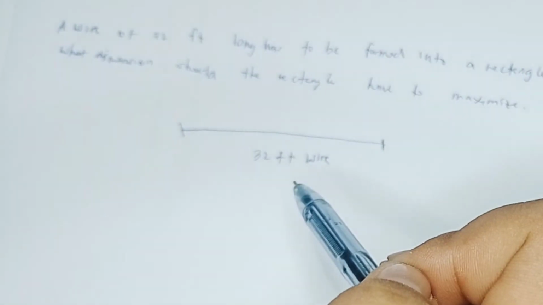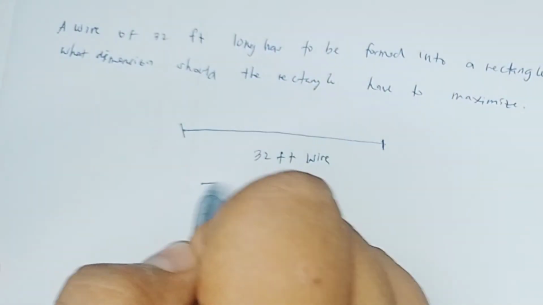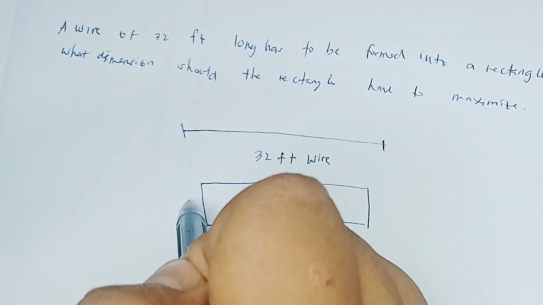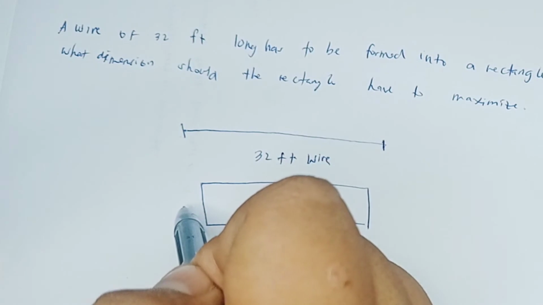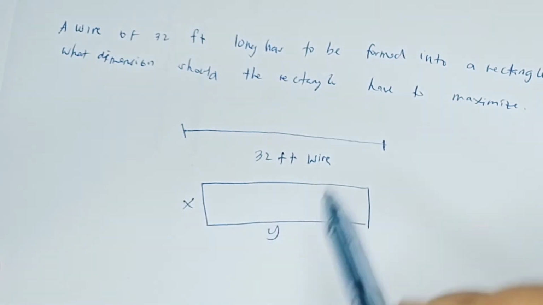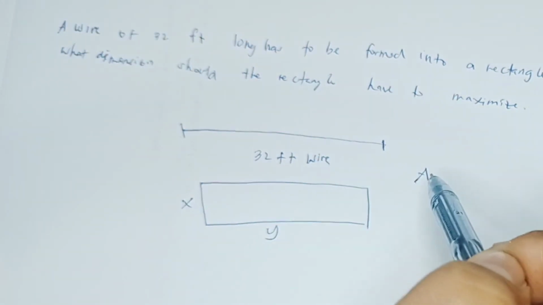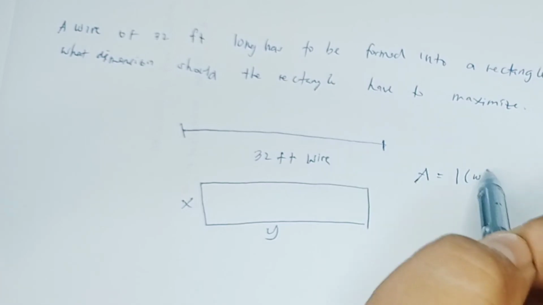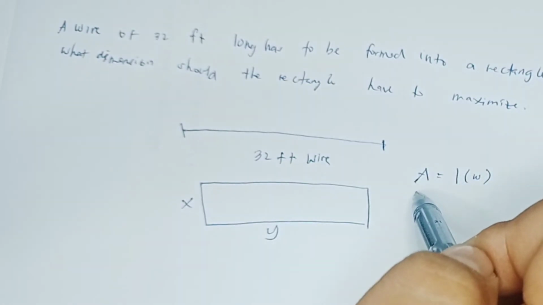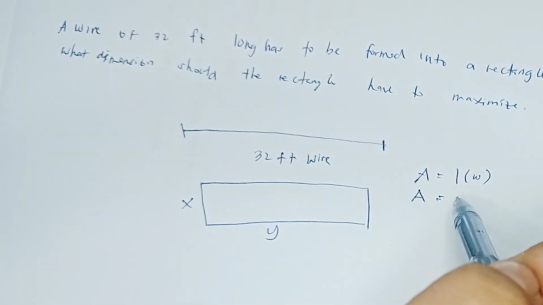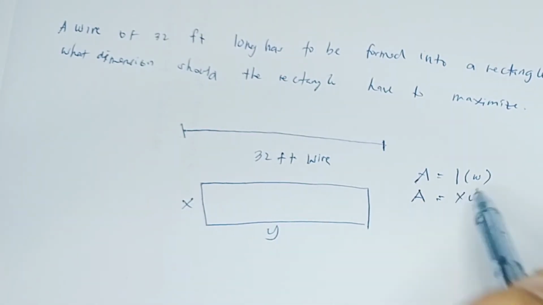It should have a representation of a rectangle here, where the sides are equal to x and y. Since the area of a rectangle is equal to length times width, length and width should be represented by x and y.